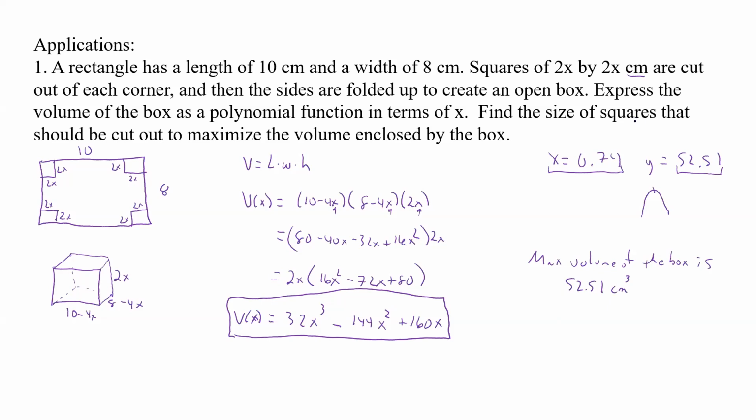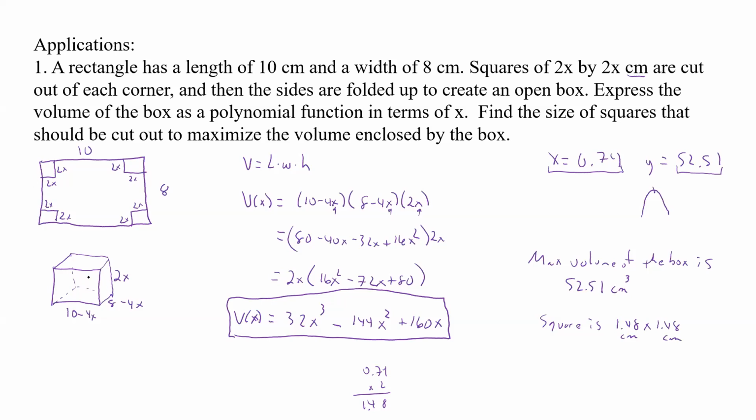And so what size are the squares? Well, basically it's going to be 2x by 2x. And so we take 2 times this, so 0.74 times 2, so it's 1.48, move it over. So the square is 1.48 by 1.48, and that's, again, centimeters by centimeters. And so that's the size of the square that we're cutting out in each of these corners.